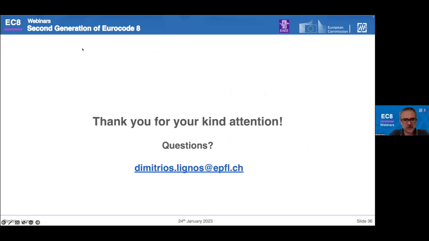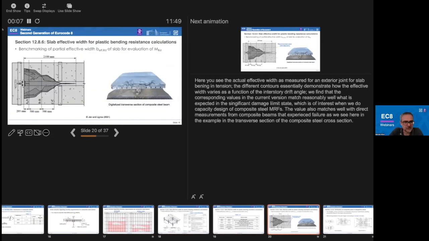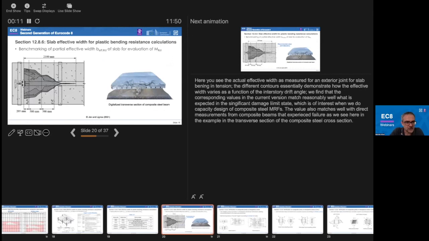Thank you very much, Dimitrios, for this very interesting presentation. I have a question regarding one of the slides that you have shown regarding the effective width that was calculated. If you go at the beginning, maybe, of your presentation. Yes, so you're talking about... you are showing a result that seems an experimental result, with respect to the provision by the code, right? Am I correct?